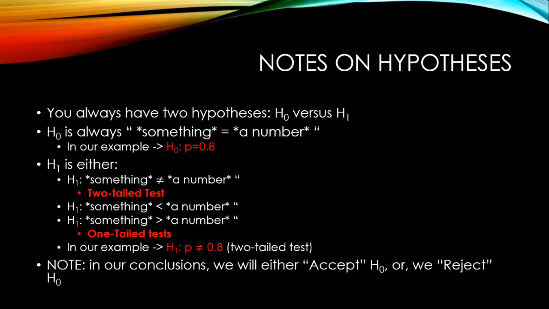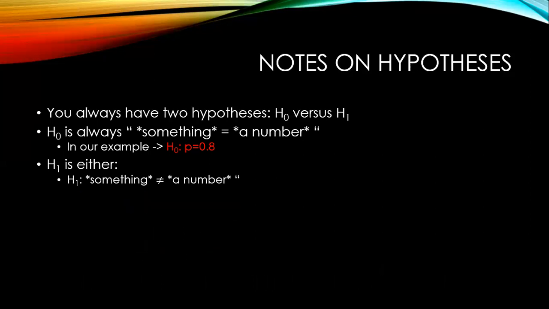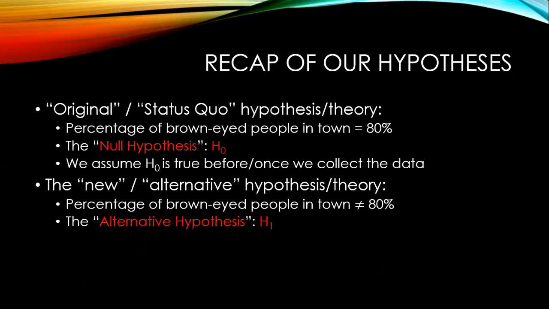We'll come on to this in more detail soon, but once we collect our data and make a conclusion as to whether we go with our null hypothesis, our null theory, or our alternative hypothesis, our alternative theory, be aware that in our conclusions in exams, we write accept H0 or reject H0. The reason for this is because when we do the investigation, as I said on the previous slide, actually, let me go back to the previous slide. Yes, this bullet point here.